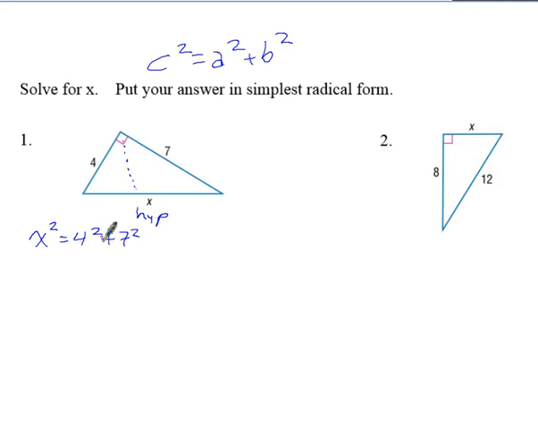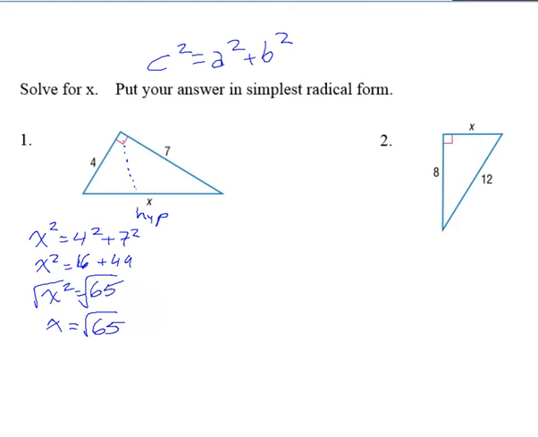squared. Keep in mind the order of the legs does not matter. You can do 7 squared plus 4 squared. You'll get the same thing. So this gives me x squared equals 16 plus 49, getting ahead of myself, which gives me x squared equals 65. And remember, we have to solve for x, not x squared. So to do that, I square root both sides.